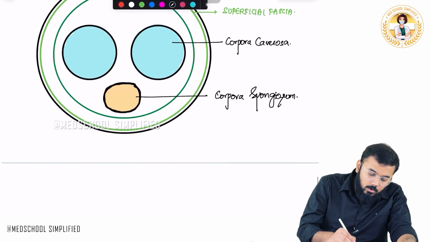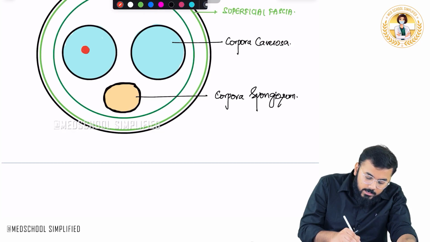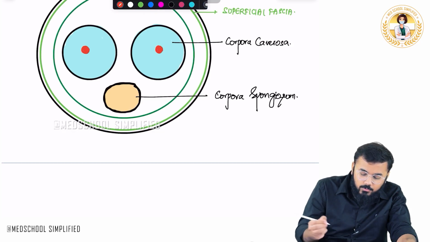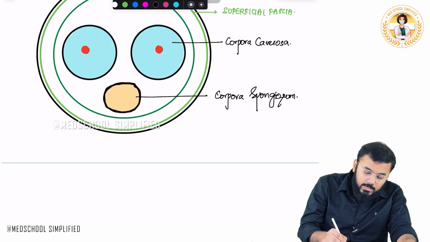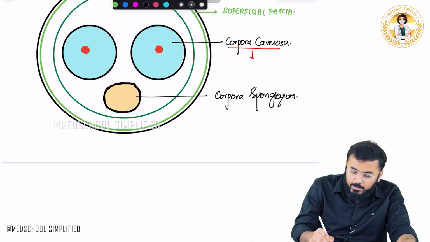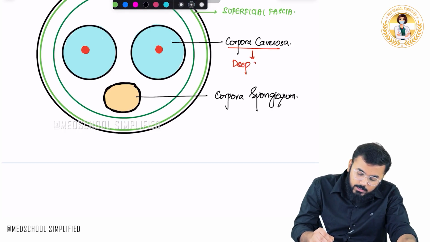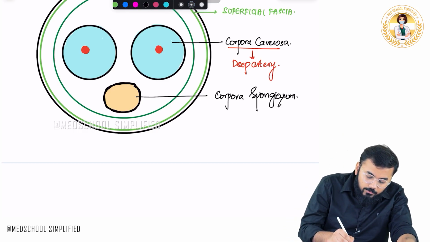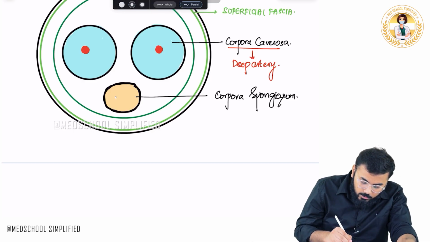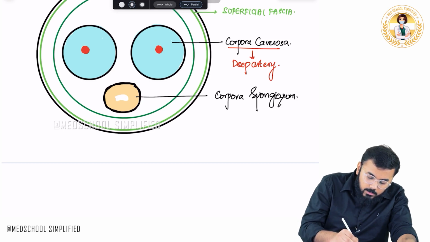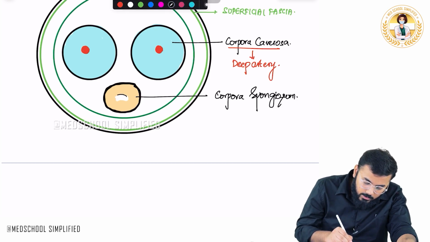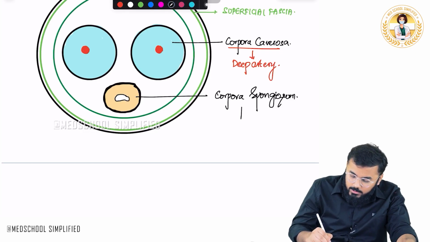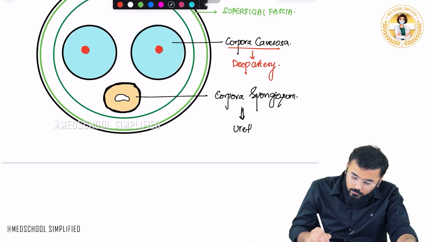Now in the center of this corpora cavernosa, you have got an artery. This artery is called a deep artery of corpora cavernosa. So within the center of corpora cavernosa, you have got an artery that is called the deep artery of corpora cavernosa. In the center of corpora spongiosum, you have got a structure in this way, right? This particular structure is called your urethra. In the center you have got urethra.